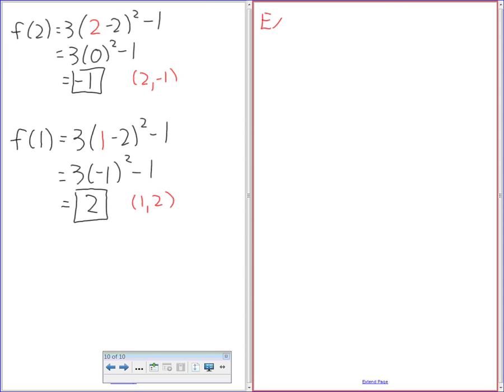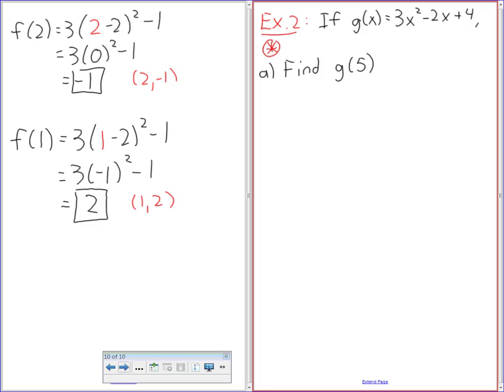Now, I want you guys to try the first one for yourselves. I will do the second and the third as a class. If g of x equals 3x squared minus 2x plus 4, A, find g of 5. Now, I know what you're thinking. You're saying, Mr. Sadler, there's a g? That sounds weird. It's just another way to state the equation.